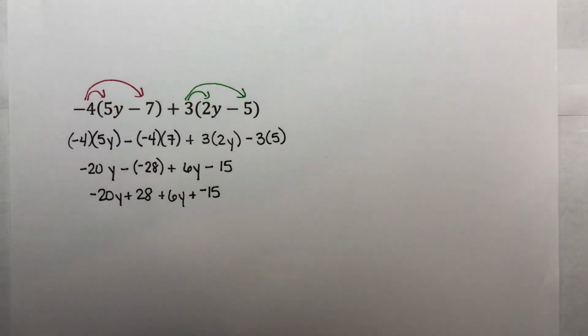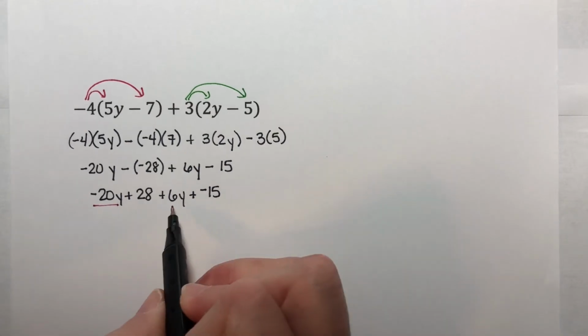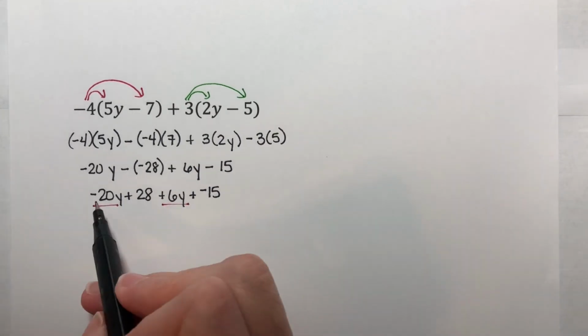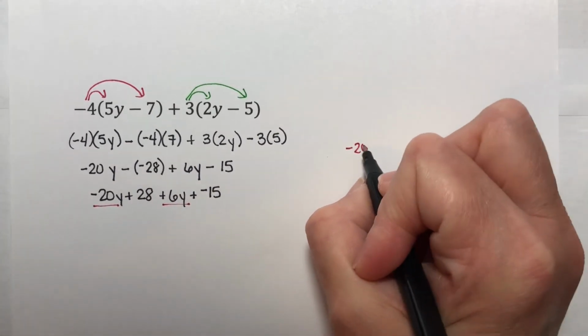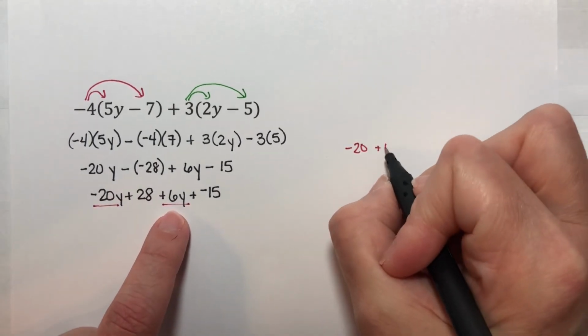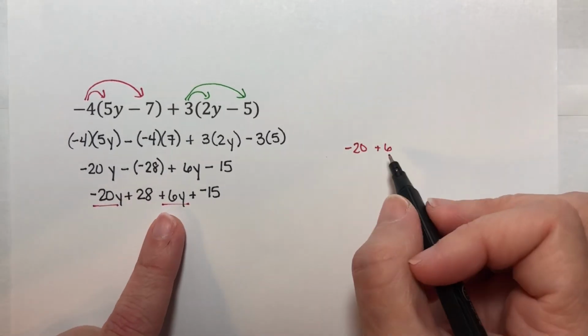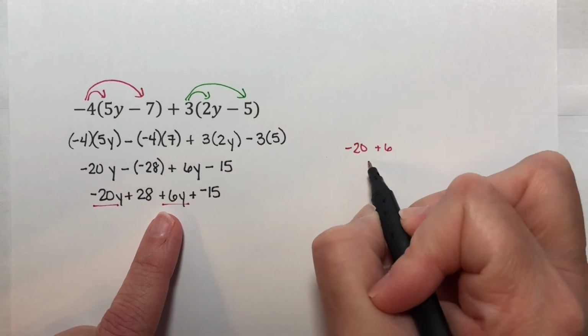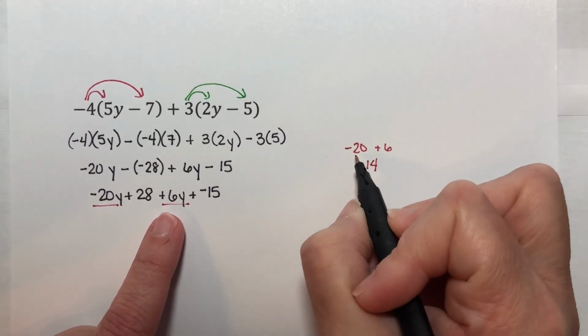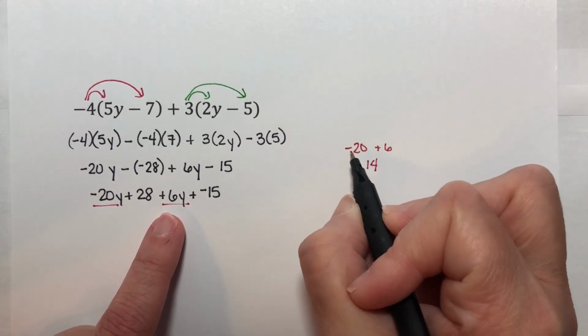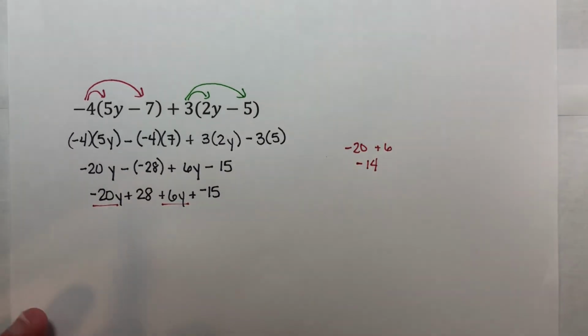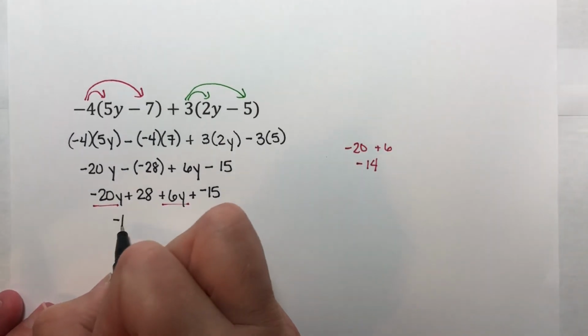Now let's look for like terms. I have a y here and a y here. And I do negative 20 plus 6. They have opposite signs, so I subtract. 20 minus 6 is 14. The 20 had the larger absolute value, and it was negative, so that's negative. So this is negative 14y.